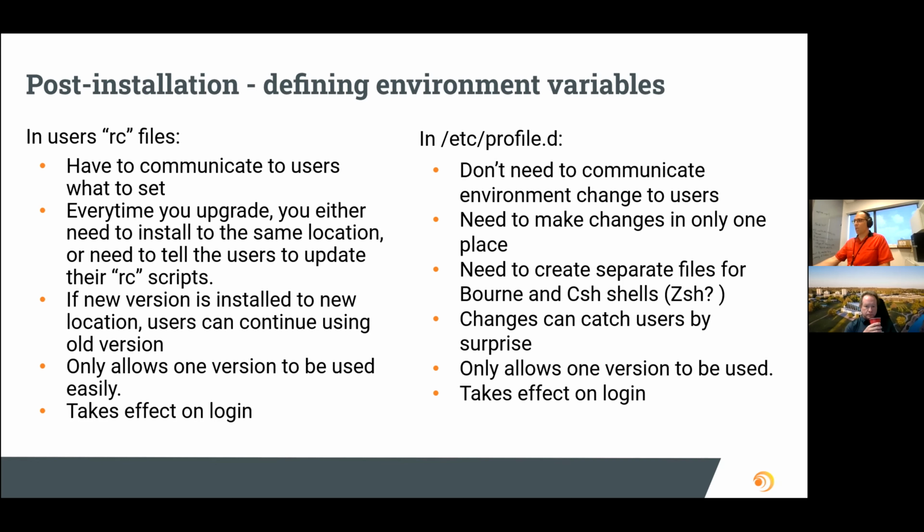So for Bourne and bash shell, you're going to have a .sh file that does that. For C shell and tcsh, you're going to have a .csh file that does that using the C shell syntax. Z shell, I don't know enough about to know whether it can use Bourne syntax or if it has its own syntax, in which case you might need to have a third file. If you make changes there, that can surprise users when they log in and now it's calling a different version of the software they weren't expecting.